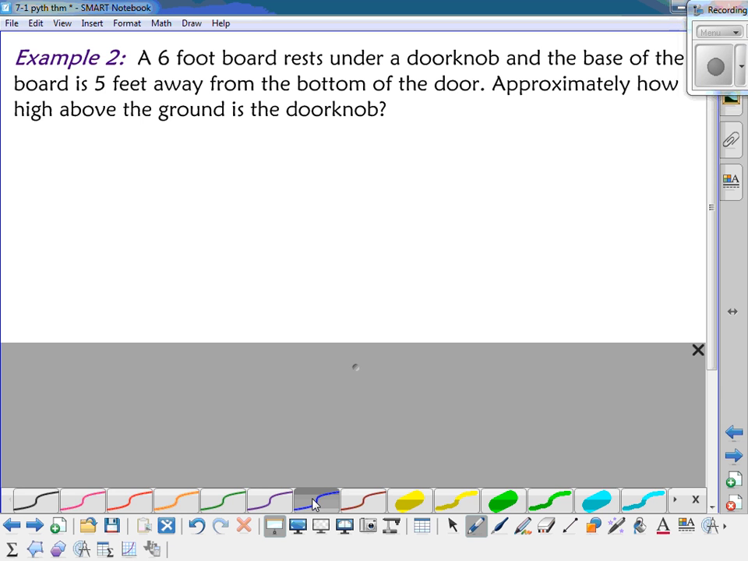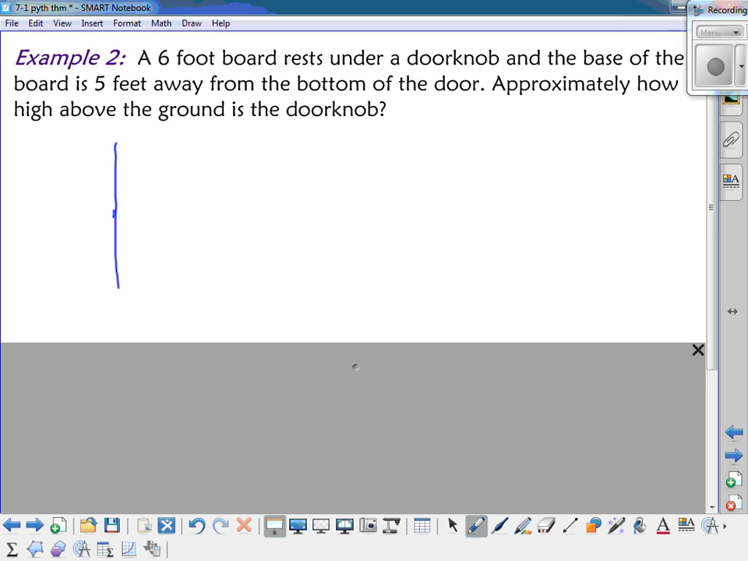So I've got my door here, and my doorknob, and I have a board that is 6 feet long, and it's 5 feet from the bottom of the door, and I want to know how high it is to the doorknob. So that's going to be my x. So this time, which one is my c? We assume that the door was straight up and down. Which would be my c? I heard somebody say 6, right? Okay, so x squared plus 5 squared is going to equal 6 squared.